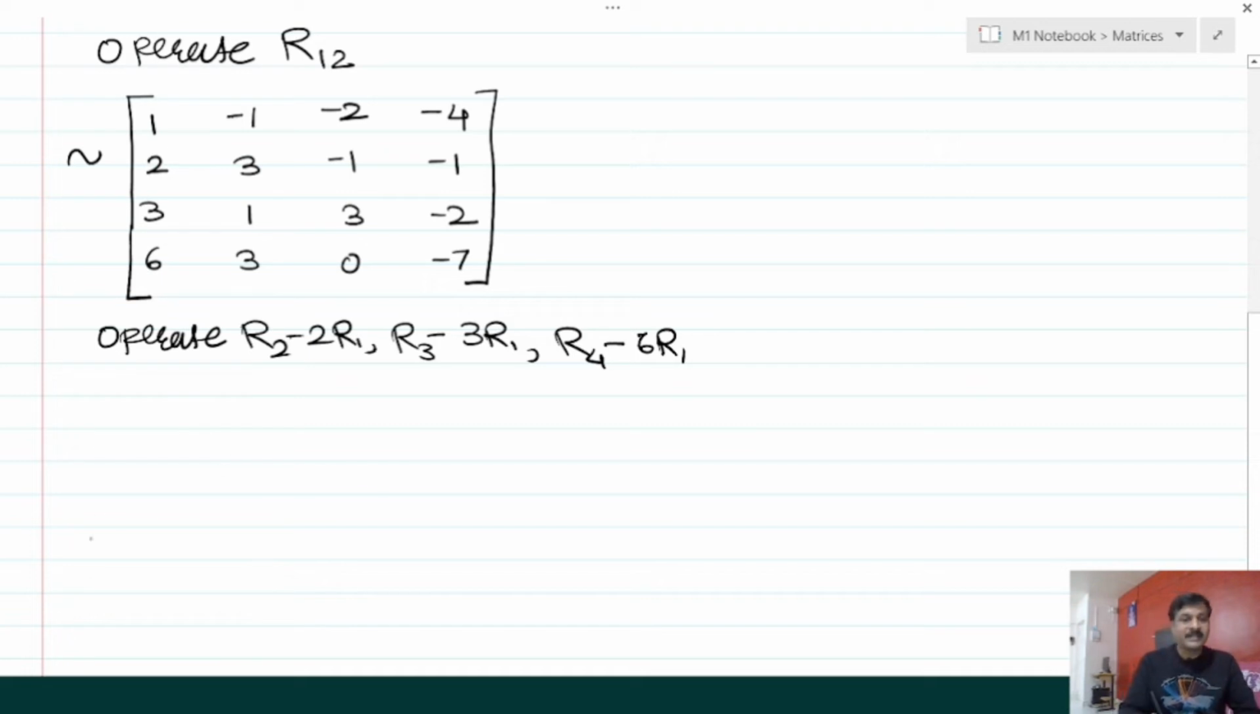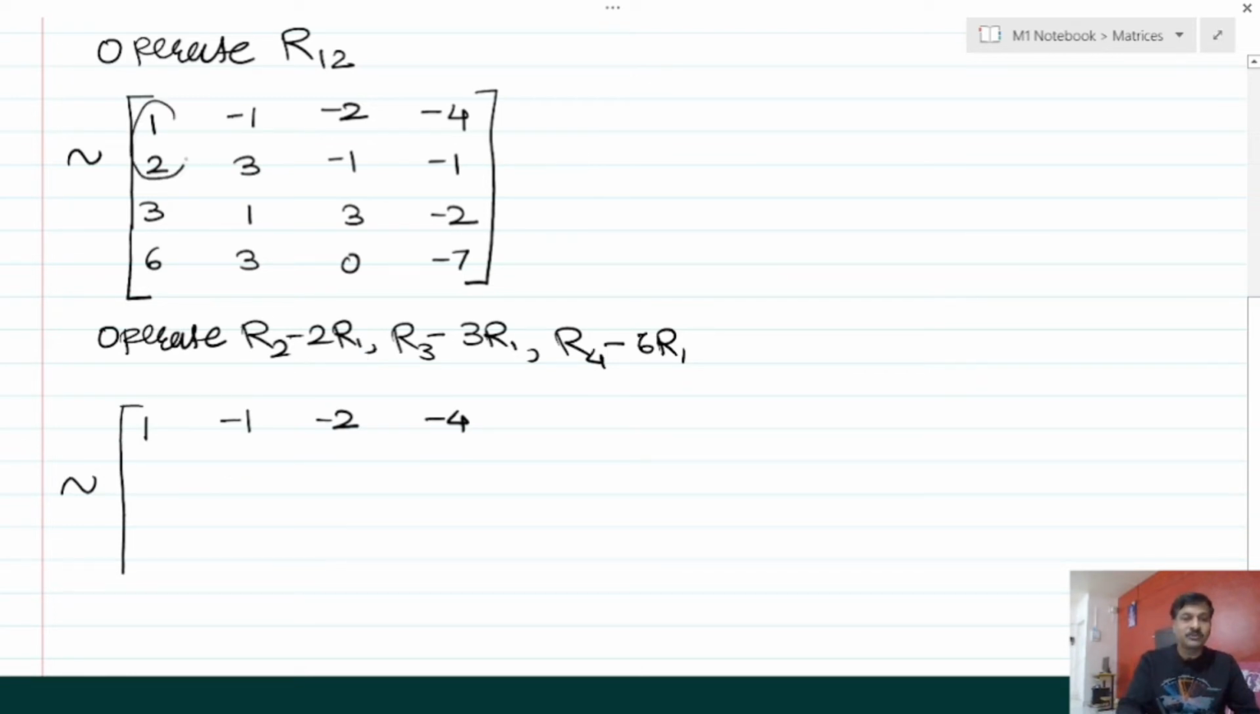So I am getting here 1, minus 1, minus 2, minus 4. First row as it is. Now second row. So do this operation in the corresponding elements.